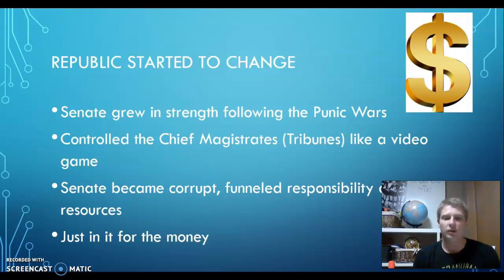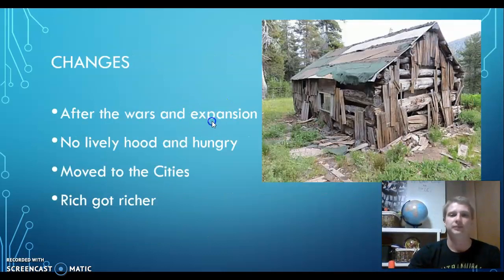They started funneling responsibilities and resources, and when government officials become corrupt, the country suffers, and they're not servants of the people as they were supposed to be, and establishing justice. Now they are above the law and in it just for money and power and influence, and that is bad.